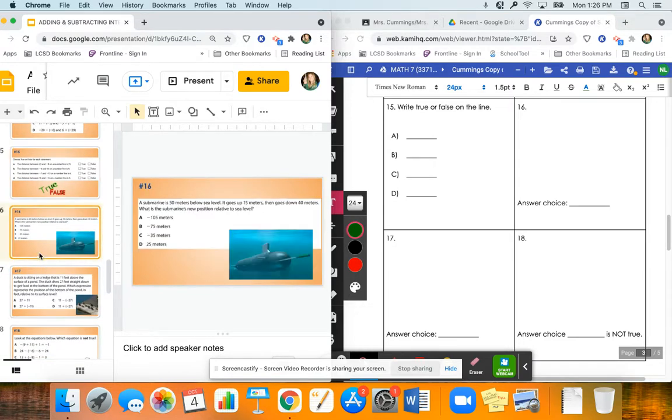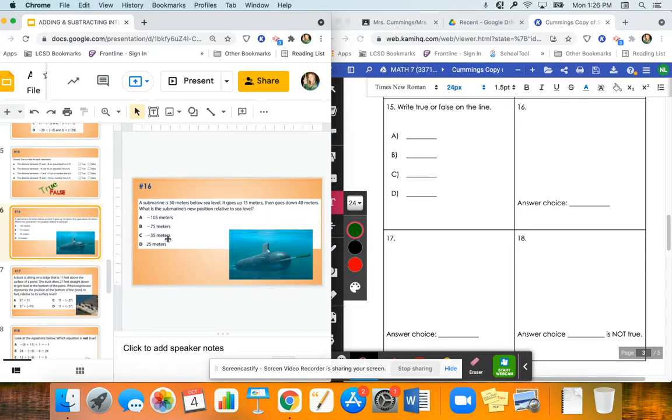And we're now moving into question number 16. This will be our last one for this video. It says a submarine is 50 meters below sea level. So let's think about what kind of 50 that is. It goes up 15 meters and then it goes down 40 meters. What is the submarine's new position relative to sea level?